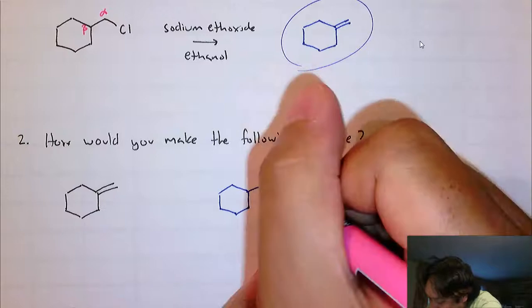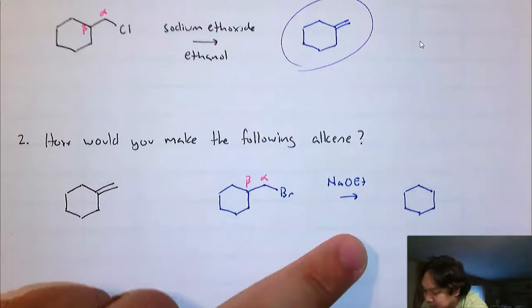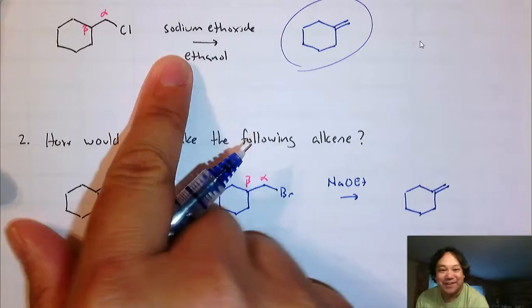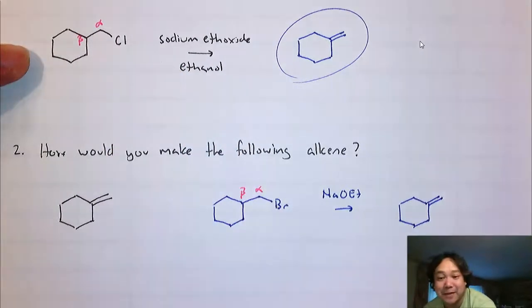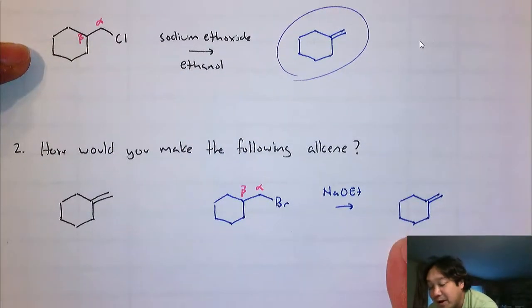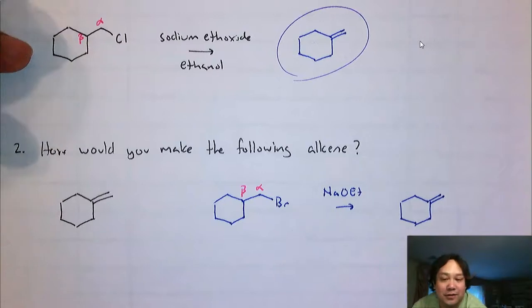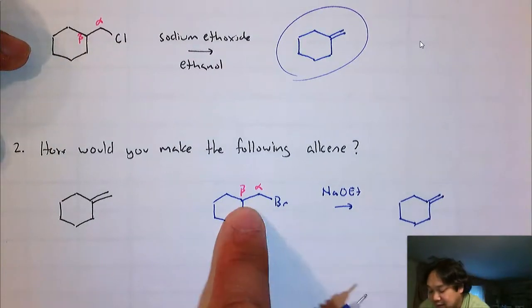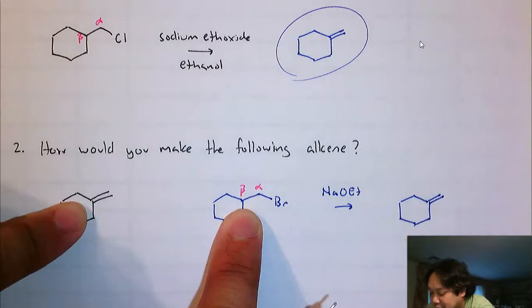Let me mark it up. Alpha, beta. Oh, man, it's this one up here. I didn't realize that. Okay. But there's actually another way to do this. Let's put the halide on the tertiary carbon.